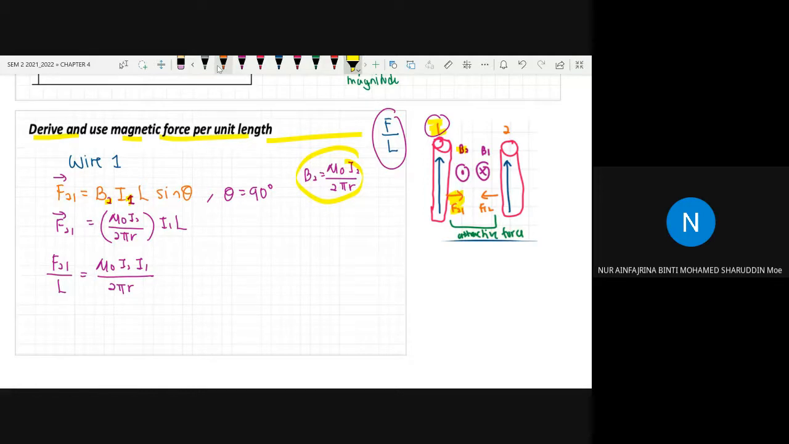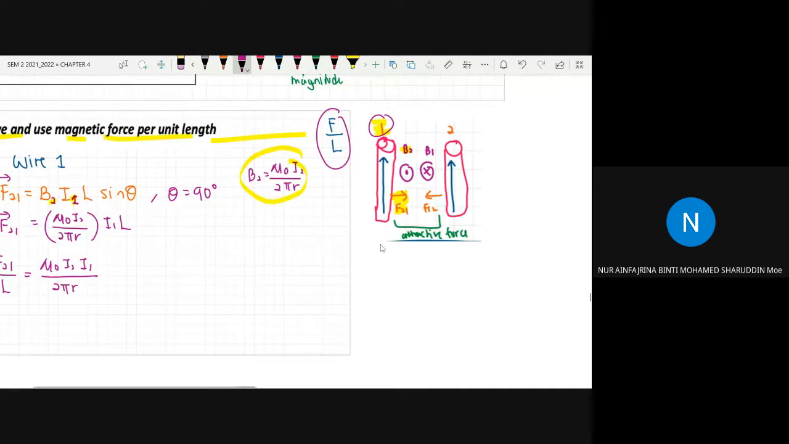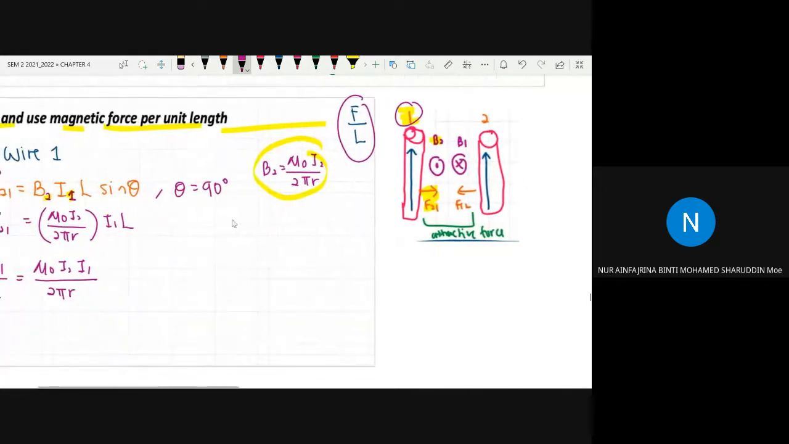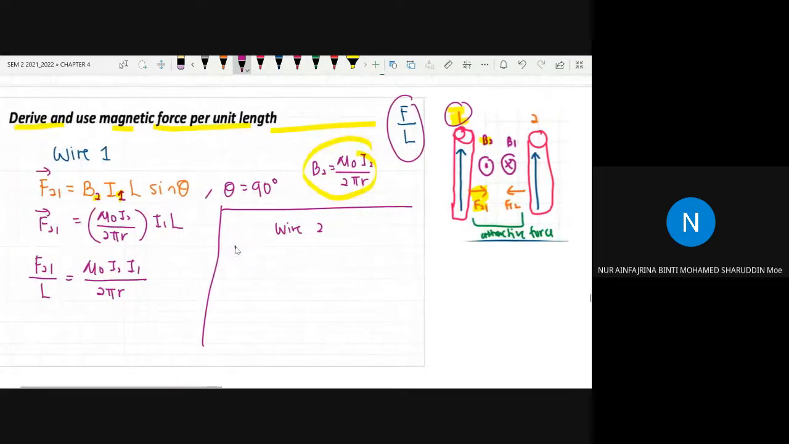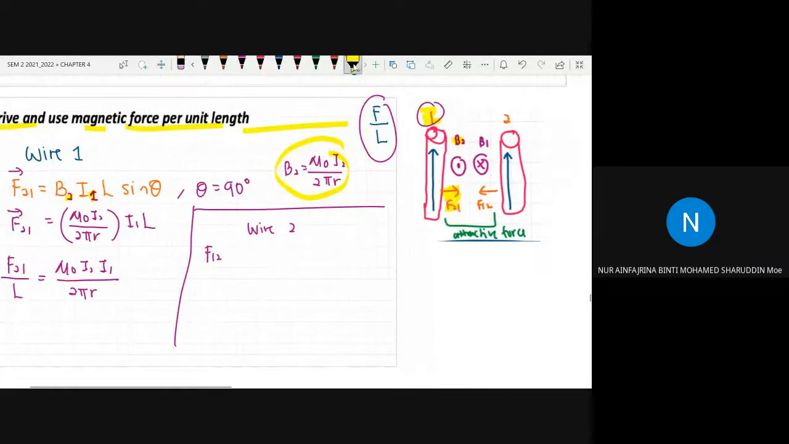Okay. So now kita akan buat pula untuk wire 2. Okay, nak membuktikan formula dia adalah sama. Untuk membuktikan formula dia sama je. So untuk wire 2 sama juga. Kita akan pakai force. So force 1, 2. Okay, Miss tukar highlighter. Awak tengok macam mana Miss highlight dia, warna orange.